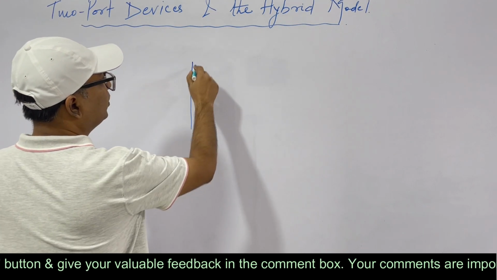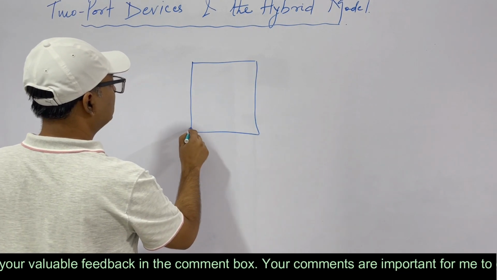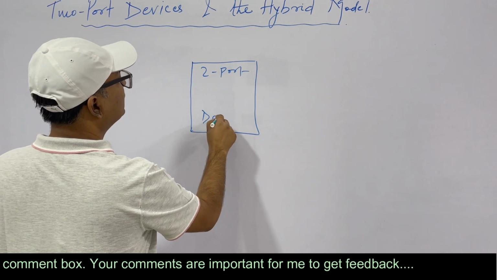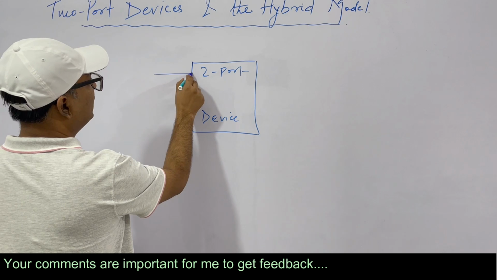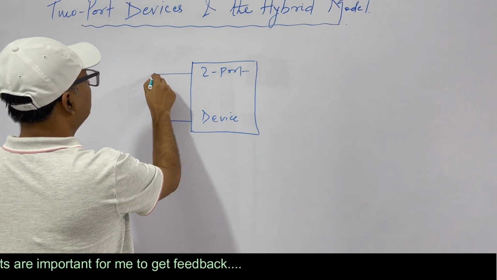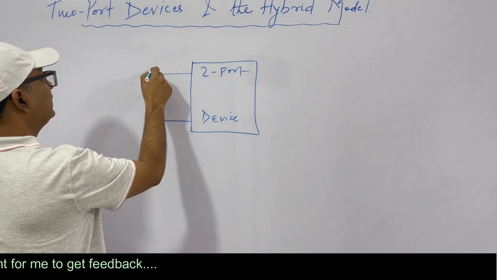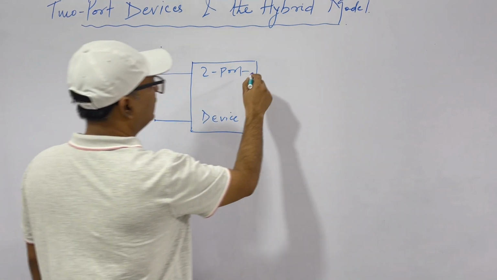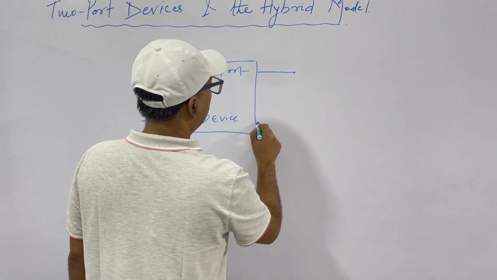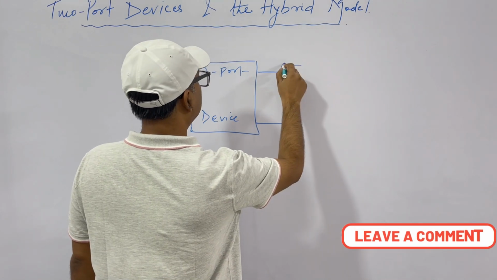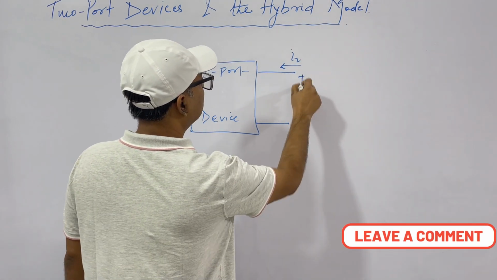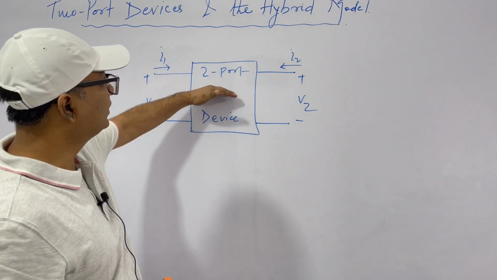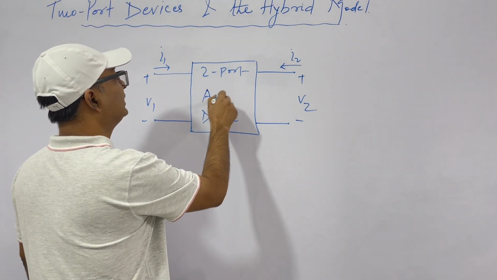So let's draw the block diagram. It's like this. This is a two port device in which we have one port on the left side, that is, let's say, our input side. This is current and this is voltage, and we have two ports here, I2 and this is V2. I have left this place vacant. Why? Because this is a two-port active device.